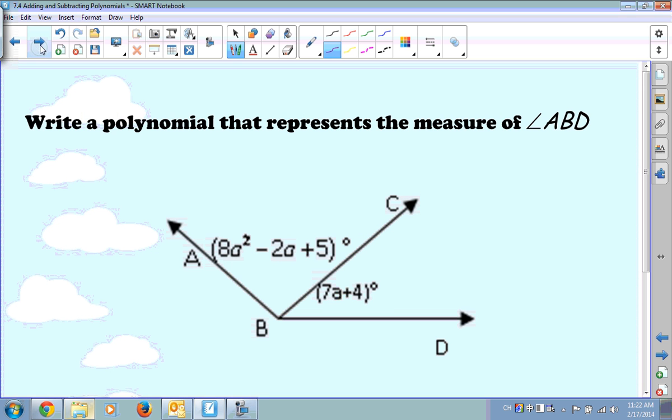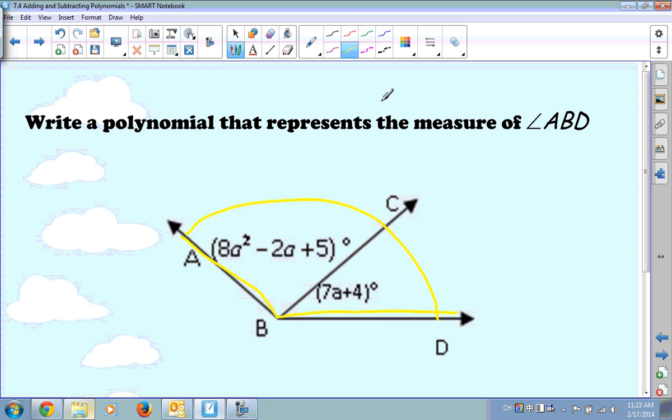Okay. Moving on. Write a polynomial that represents the measure of angle ABD. So the measure of angle ABD, so here's A, here's B, here's D. So we're talking about this whole angle. So we want the whole thing. So how are we going to find the whole angle? Add them together, okay? So we got to look for some like terms.